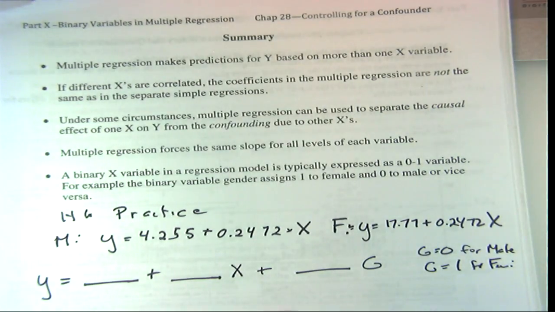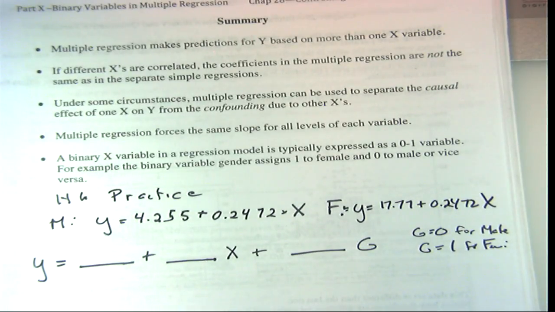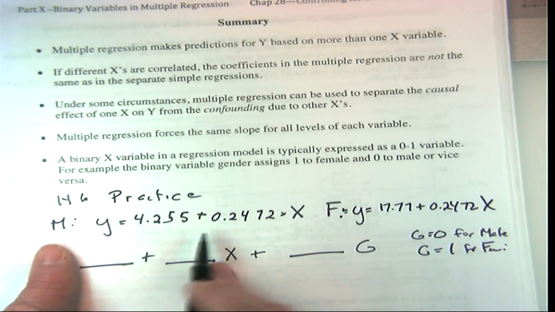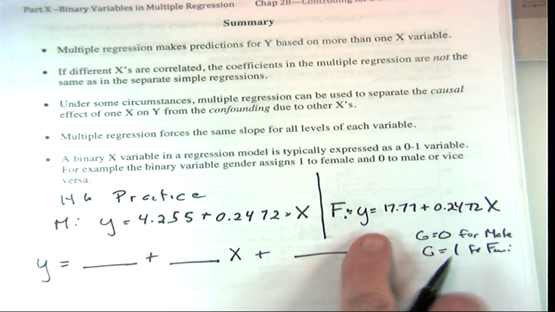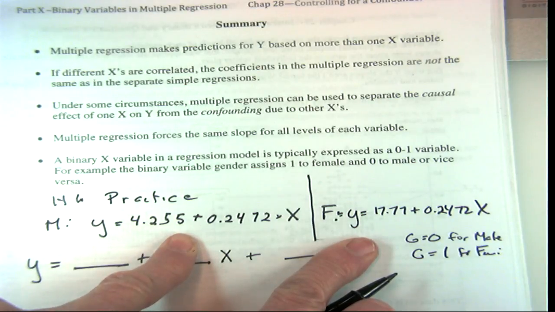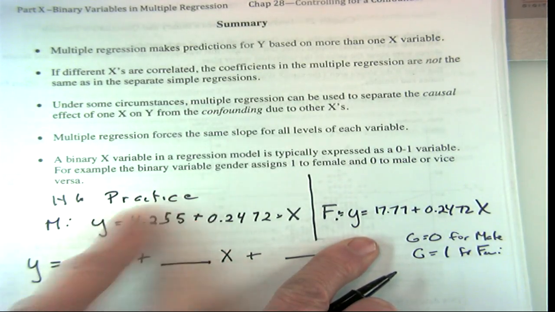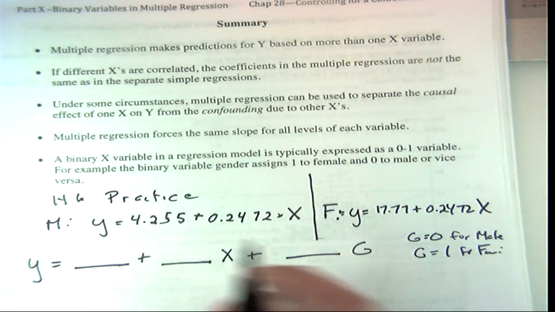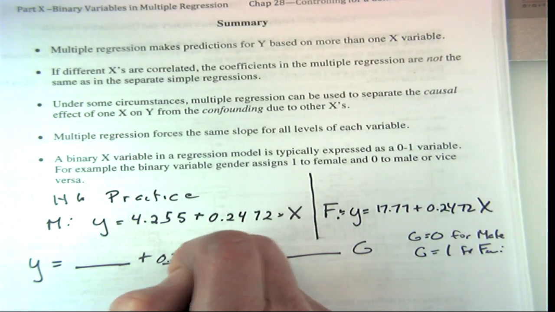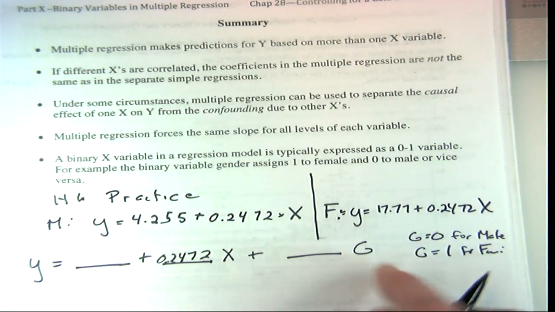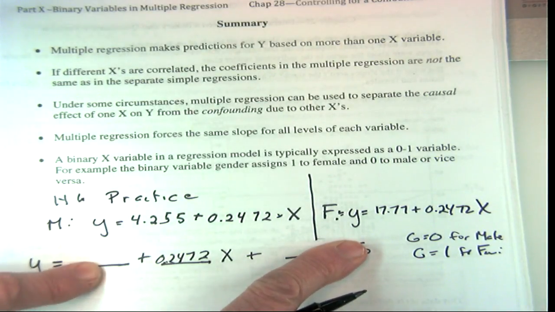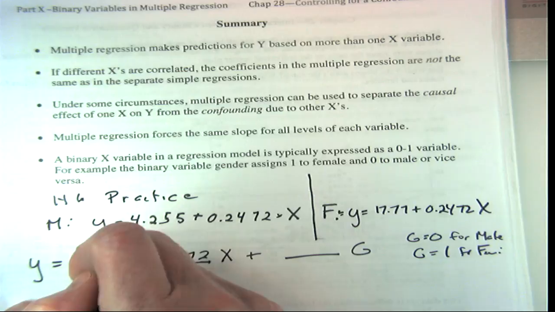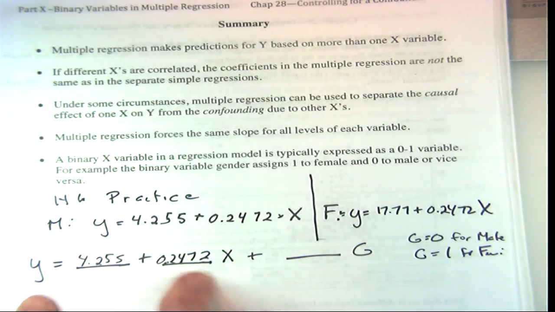So how would I do this? Well, the way to think about this is fit the males first. Here's the males. Fit them first, because G equals 0 for males. So when G is 0, we want to get that equation right there, right? Besides, they both have the same slope, so we could just put that in right away. So for both equations, we want the same slope. Now, for males, when that's 0, we want that intercept, 4.255. So that works for males.